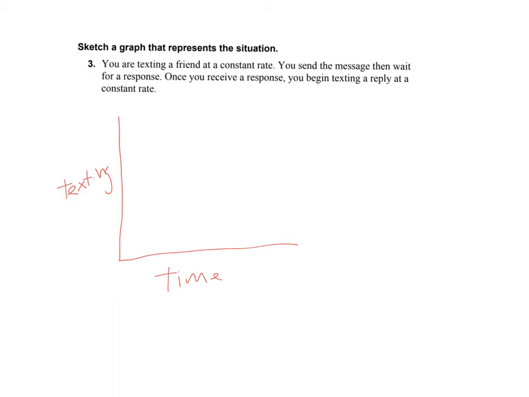And so what I think this looks like would be something like this. You're texting at a constant rate, and then when you wait, your texting goes down to 0. And then you get a response, and you start texting again at a constant rate. And that's what I think the sketch would be for 3.